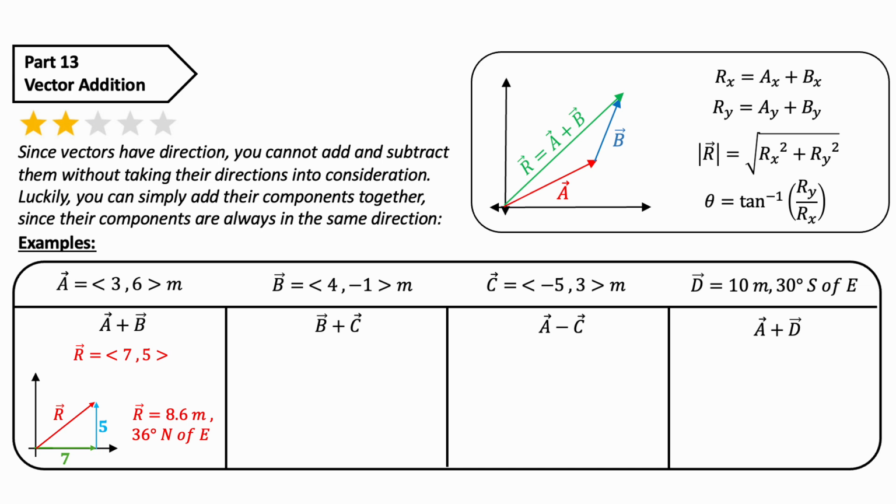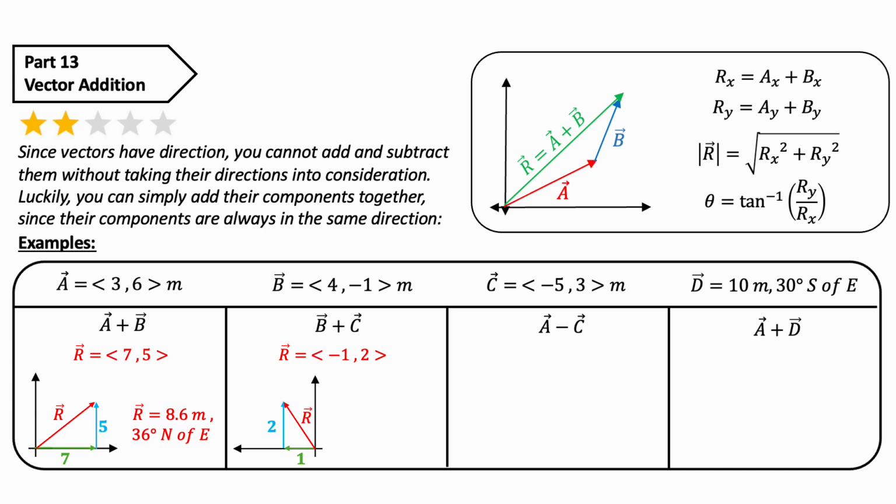Do the exact same thing for B and C. We add 4 with negative 5 to get negative 1, and then we add negative 1 with 3 to get positive 2. Sketching this vector, we're in the negative for our x, backwards 1, and then we're in the positive for our y, upwards 2. We connect those two, and that is the resultant.